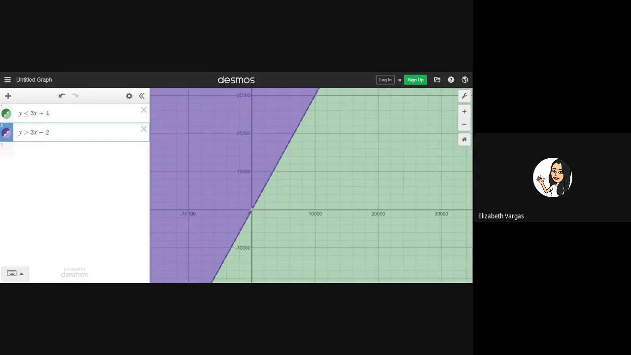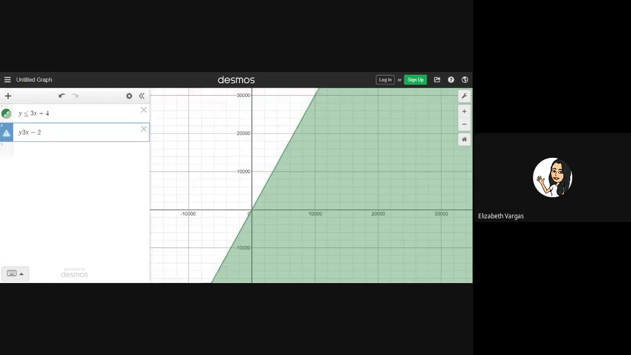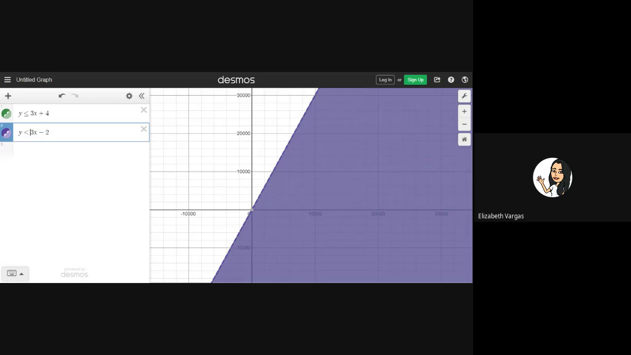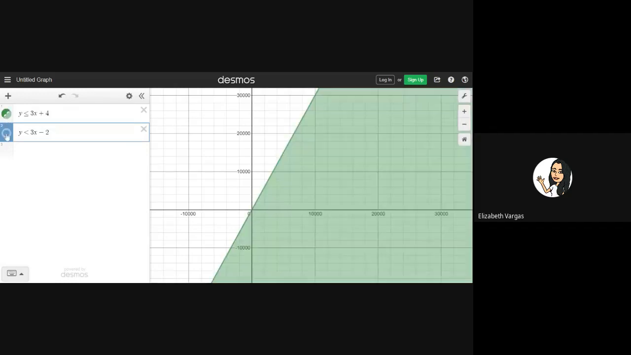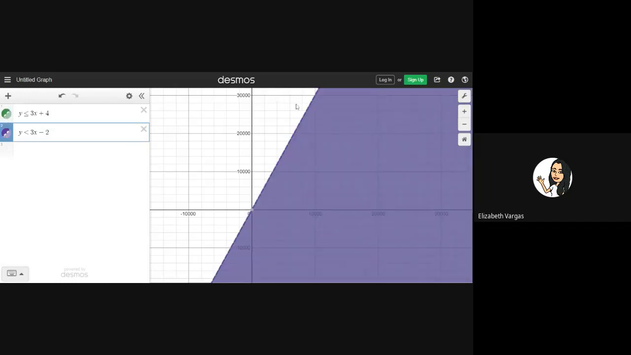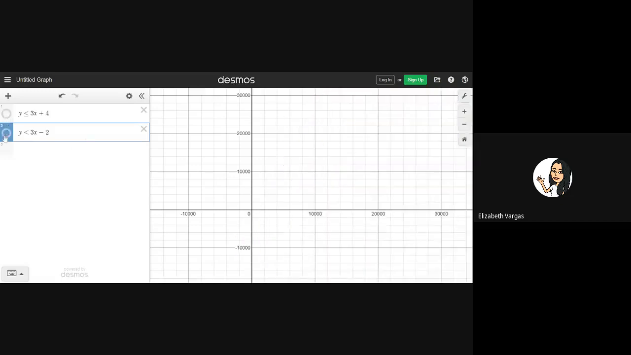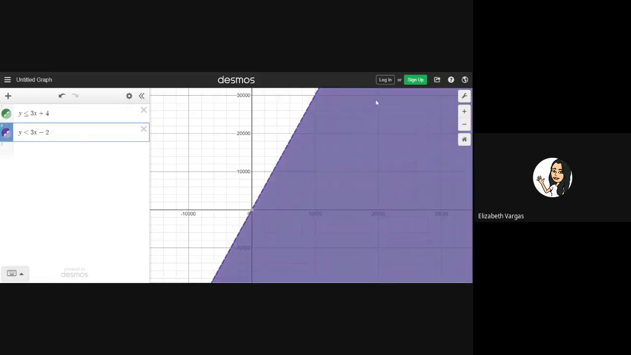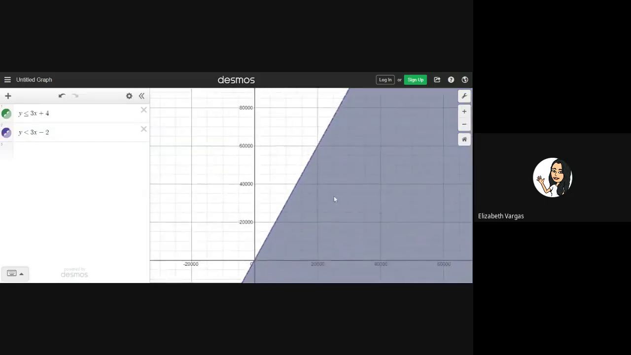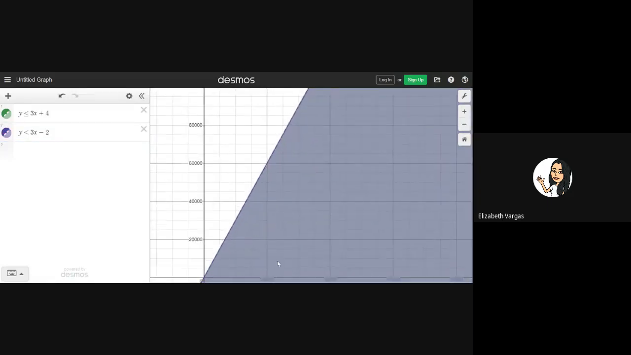However, if I were to have y is greater than 3x plus 4 and y is greater than 3x minus 2, what you'll see is now those two systems overlap with each other. And so that means they have infinitely many solutions. Specifically, all their solutions exist on the right side of the line. Any point that exists in this shaded area would be a solution to those two sets. It would make both of those sets true.